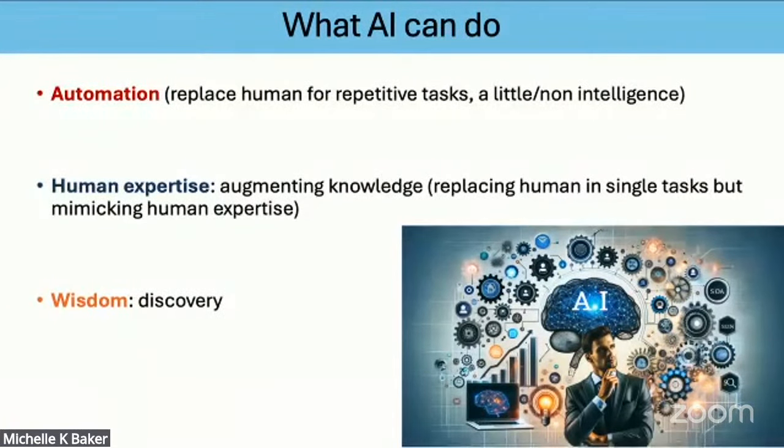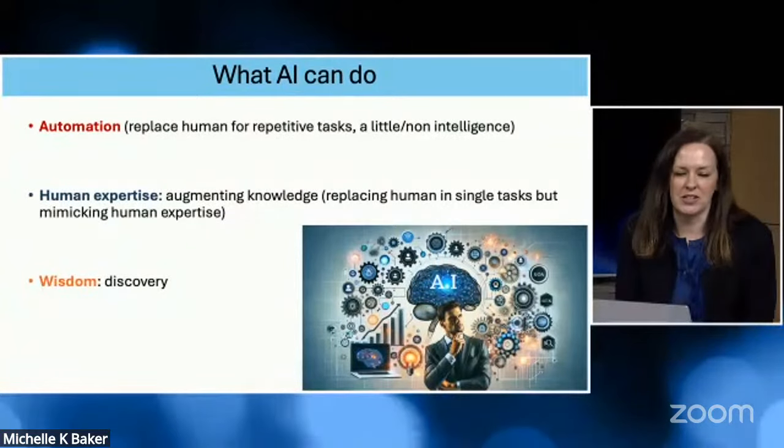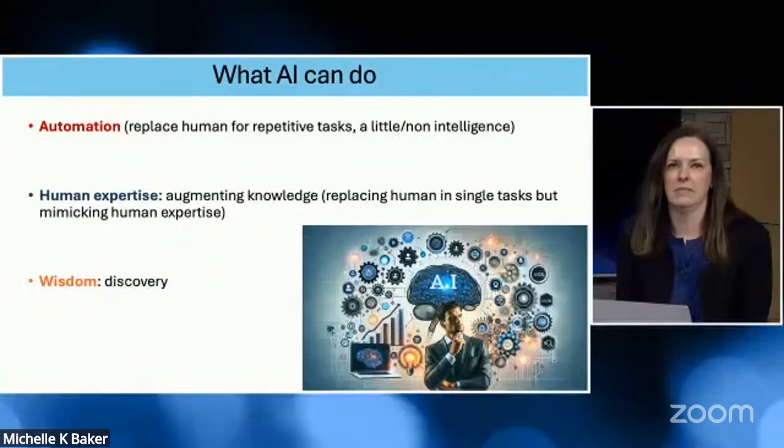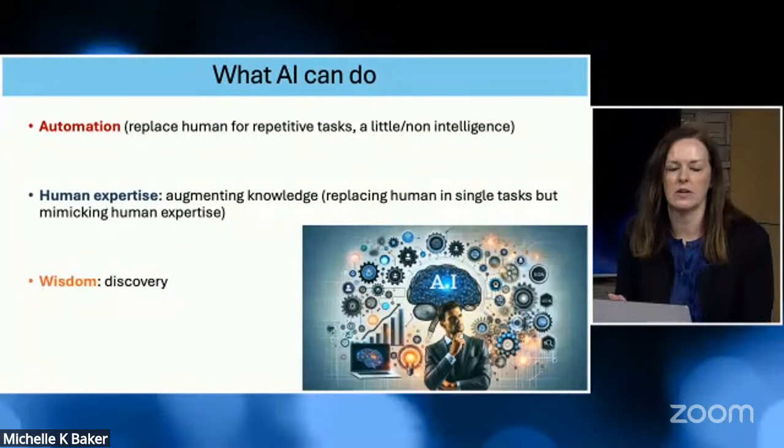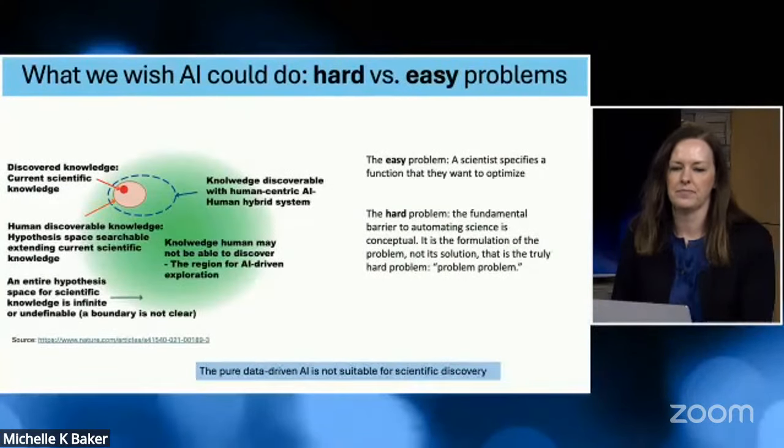So what can AI do? It can automate, so it can do really repetitive tasks that require little or no intelligence. It can at least augment knowledge. It can replace humans in single tasks, and mimicking the human experience is a little bit more challenging for it now, but it does have some human expertise. For example, we can train a model that will detect cancer in certain radiology images, and it does that very well. That would be an example of displacing some human expertise, although, as I'll get to in a minute, you should always have a human in the loop. And then wisdom or discovery is also part of what this type of AI can do, which is really exciting.